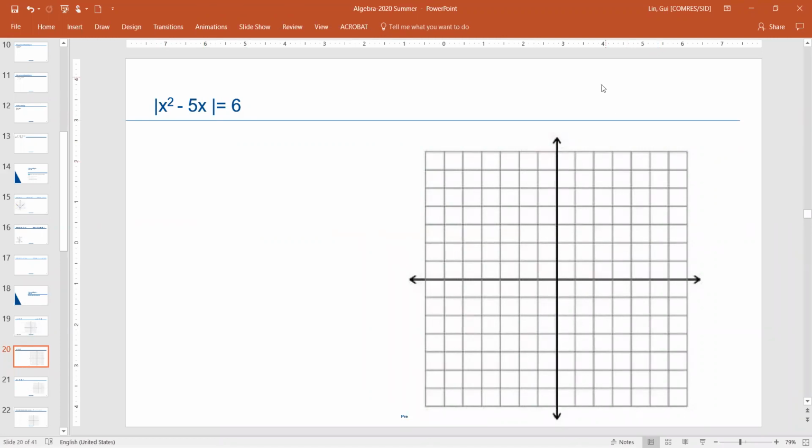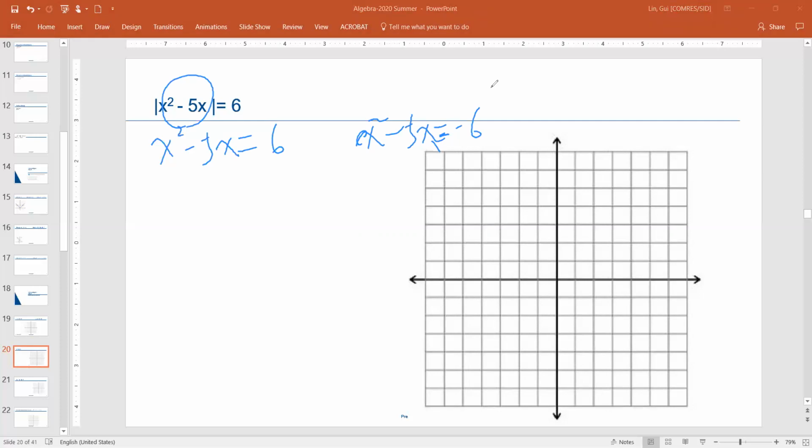So what methods can we use here? We can use the graphing method, right? We can use the absolute value method, just take off the absolute value to get the answers. Let's see how we get it. So first method, actually we can say x squared minus 5x equals 6, or equals -6, right? Just the inside part equals 6 or -6. So after absolute value, they both equal 6.